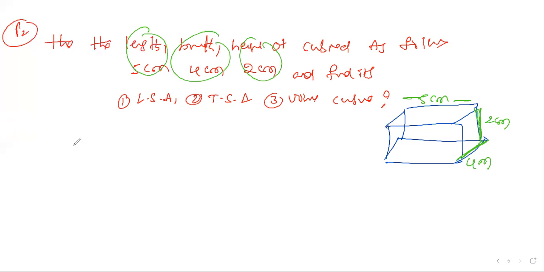Now you can write: length is equal to 5 centimeter, breadth is equal to 4 centimeter, height is equal to 2 centimeter. This is the data they mention. Now let us start working on LSA, TSA, and volume. Let us take the first one, LSA, lateral surface area of a cuboid.